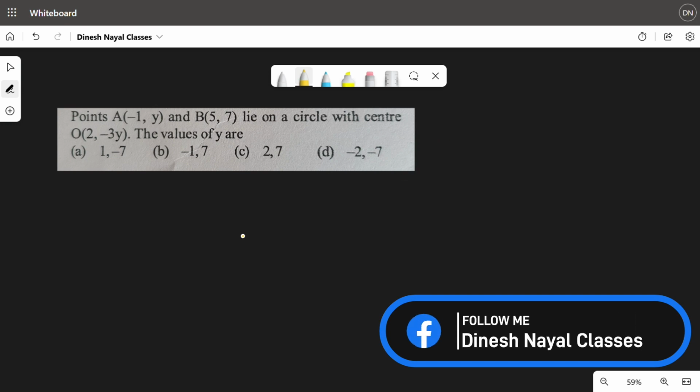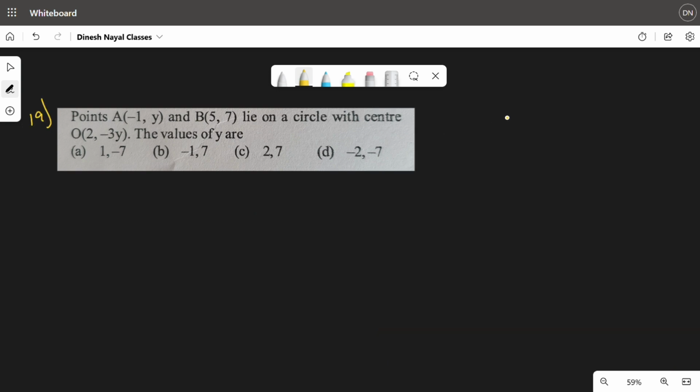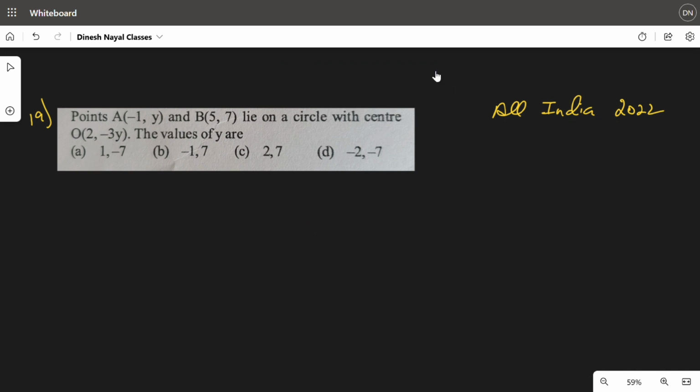So the third question of our class is this one. This is the 19th question from All India. This is again from the All India CBSE Board 2022. Again, I think this is from section A only, and this is also again a 1 marker question.